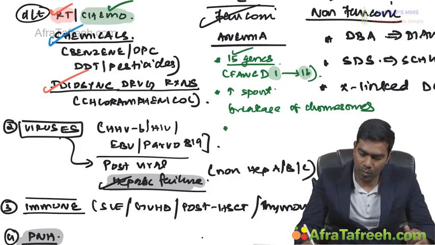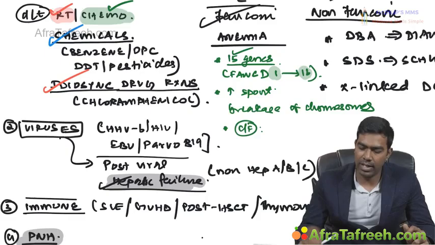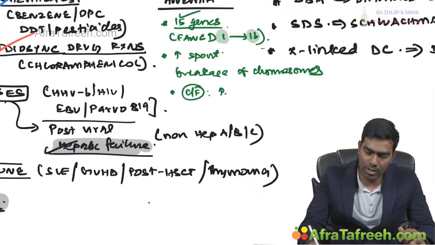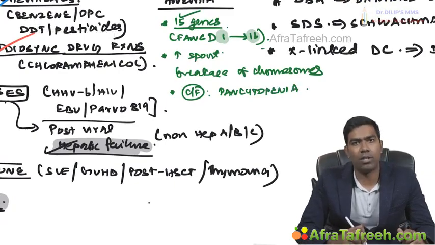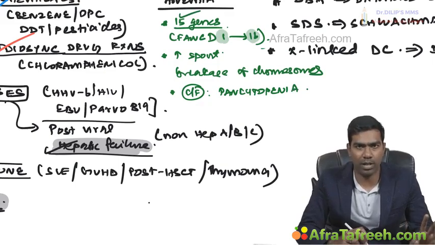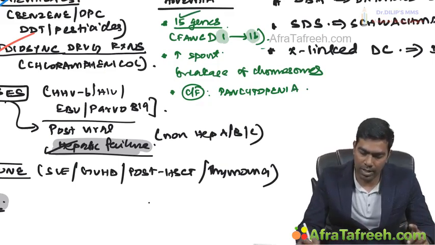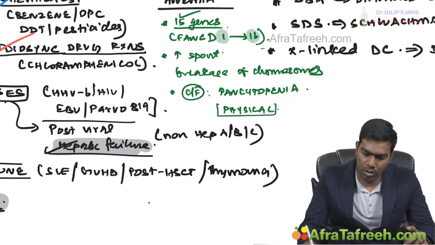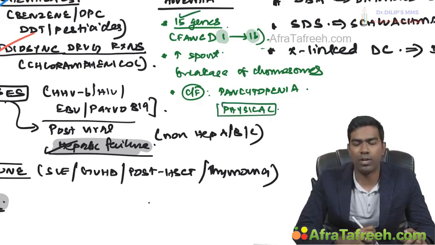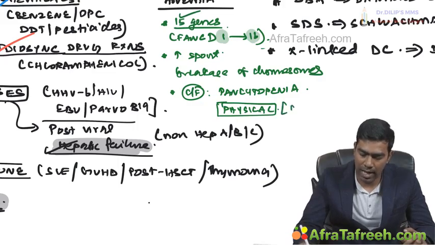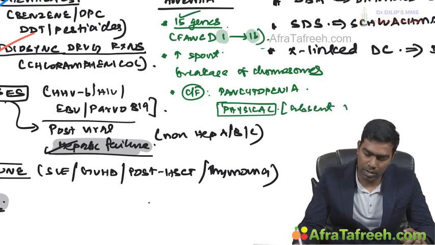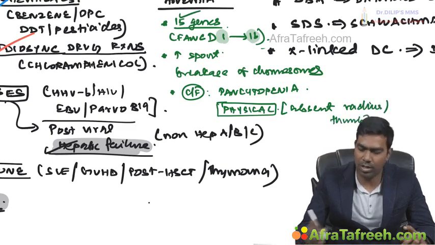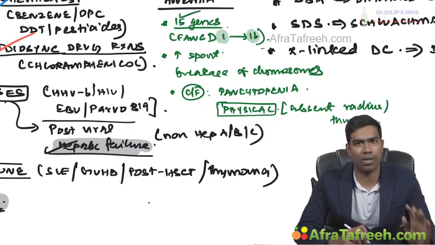The next thing that is very important is the clinical features. What you will see in this patient is obviously bone marrow failure, and hence pancytopenia. Typically they have macrocytic pancytopenic anemia. And the patient will have multiple physical abnormalities. The most important physical abnormality that they consistently ask in exam is the absent radius and thumb. This is a very important and consistent physical abnormality that they will ask you in Fanconi anemia.